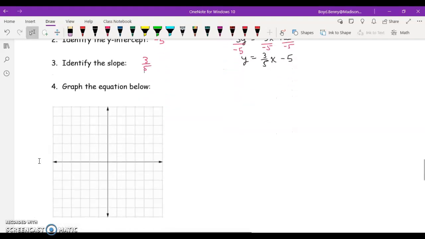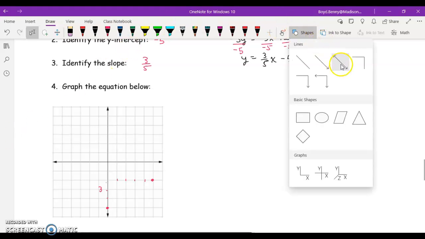Let's go down here and graph this. So I'm going to find the negative 5 on the y-axis. 1, 2, 3, 4, 5. Then I'm going to apply my slope to find my next point. So I'm going to rise up 3 places, and I'm going to run over 5 places. 1, 2, 3, 4, 5. Then I'll draw my line.